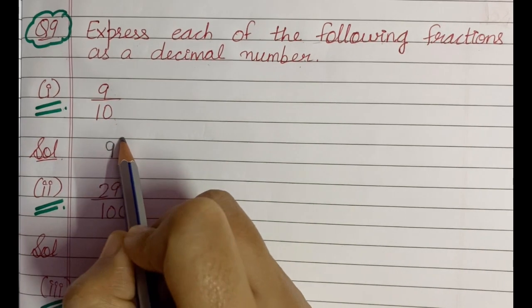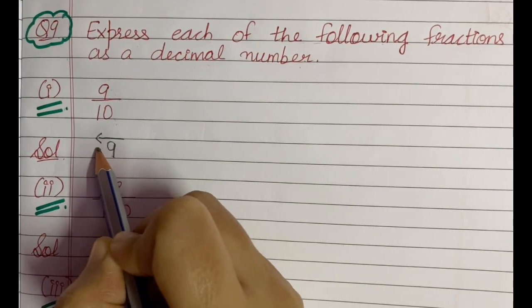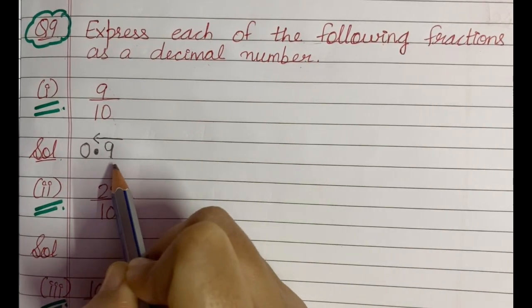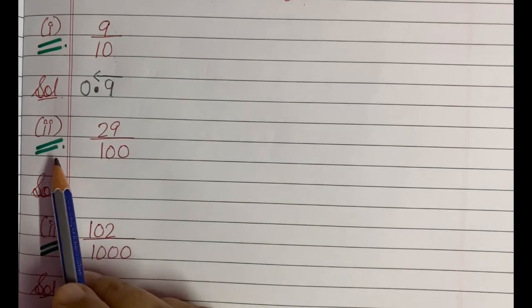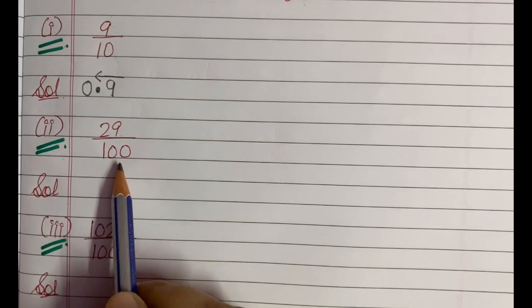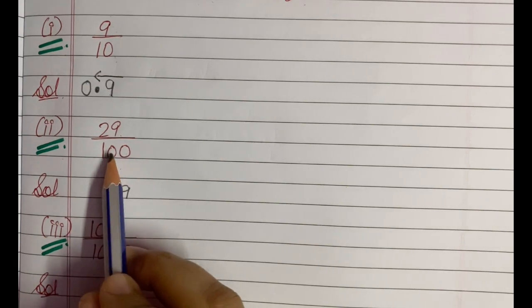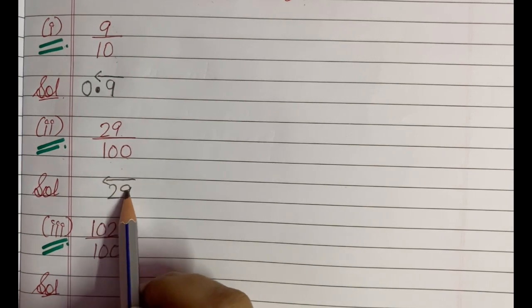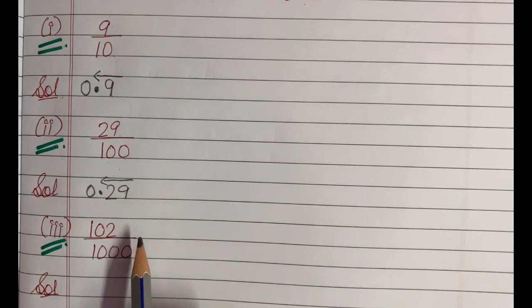So we will start from the right and move towards left, and we will leave one digit and put the decimal. So 0.9 is the answer. Hopefully it is clear to you. Now students, second part says that 29 upon 100. Now we will write 29 as it is. Right, now there are 2 zeros in the denominator, so we will start from the right and move towards left and leave the 2 digits and put the decimal. So 0.29 will be the answer. Hopefully it is clear to you.